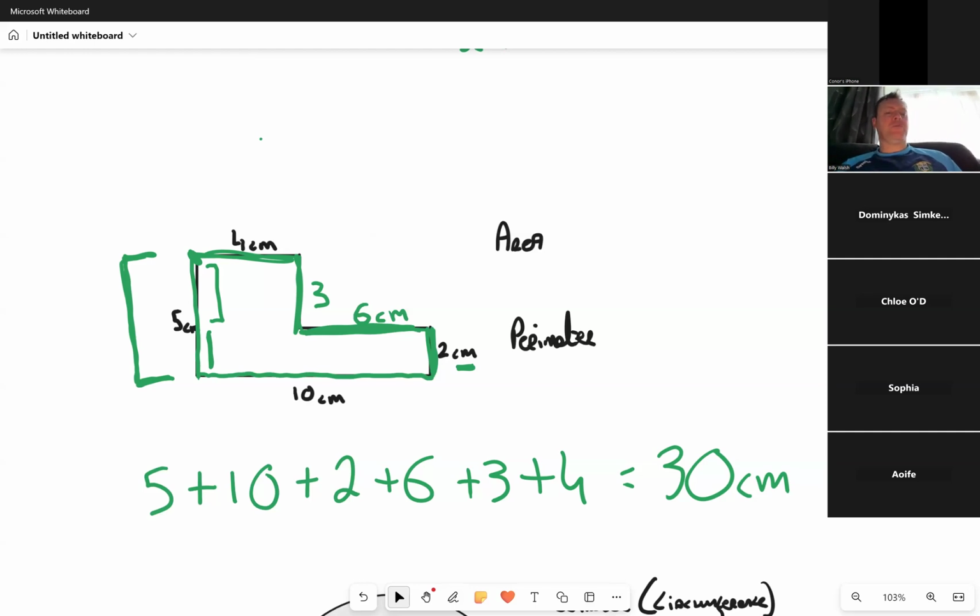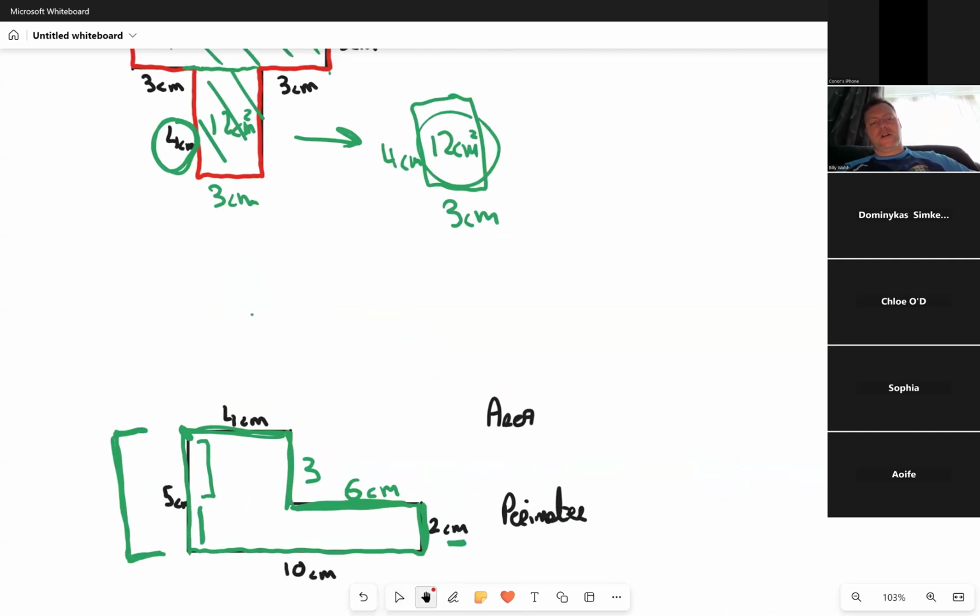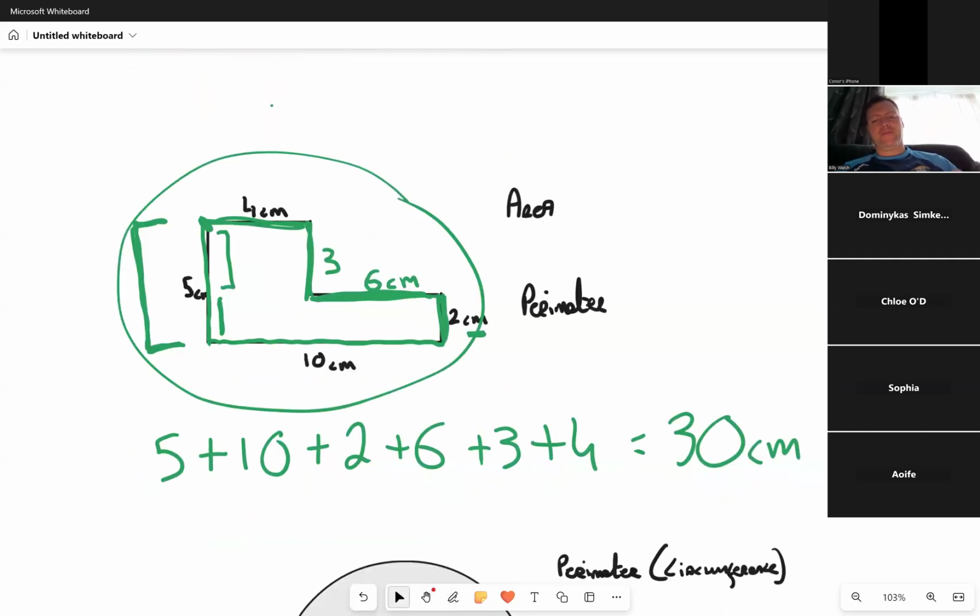So, lads, after that, I'd be confident enough. You know how to get the area of a square. You know how to get the perimeter of a square. You know how to get the area of a triangle. You know how to get the perimeter of a triangle. And you know how to get the area of these kind of different shapes, like T's or I don't know what you call this, maybe an L.